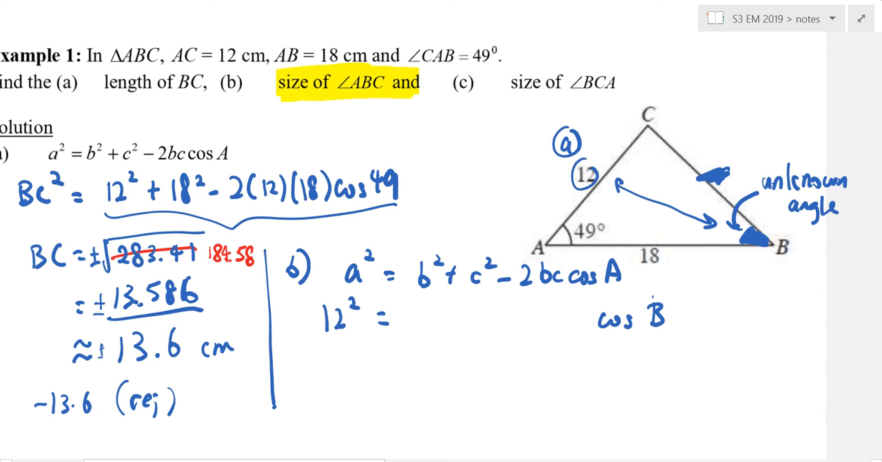So this one will be the 18 plus 13.586 minus 2, I got no space either, square, sorry.